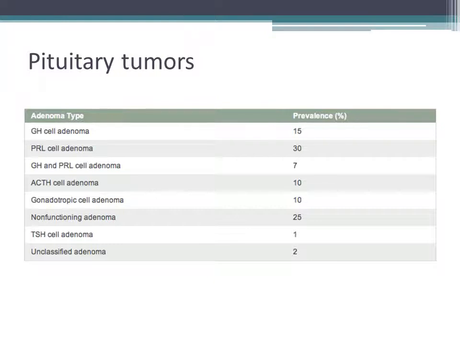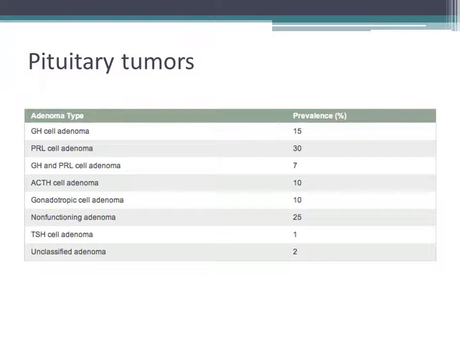Gonadotroph cell adenomas, which are classified typically as non-functioning as well, by the way, represent about 10%. Non-functioning adenomas, 25%. The least common of all are the TSH producing adenomas, and I've seen in my career probably 2 patients only with this condition.